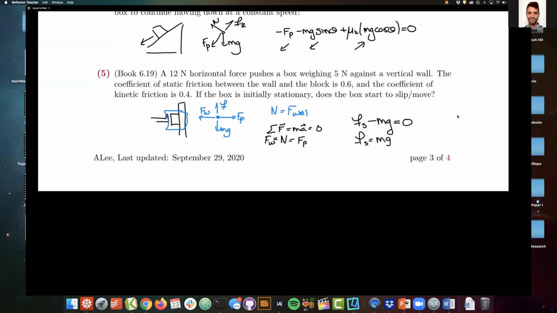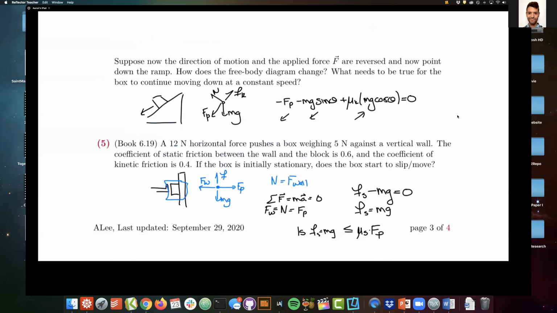And the question is, does it move or not? Is F static equal to mg less than or equal to mu static times the normal force, or mu static times the force of the push? If that's true, the box remains stationary. If that's not true, the box begins to slip, and then you switch over to kinetic friction and then use that to calculate what the vertical acceleration would be.